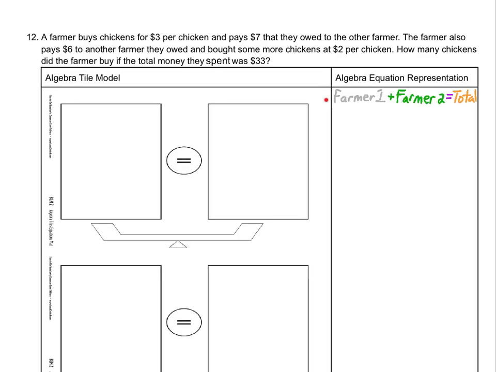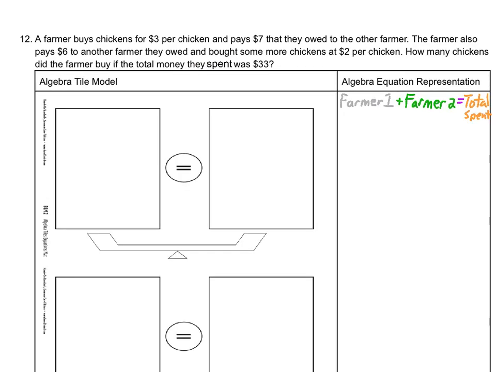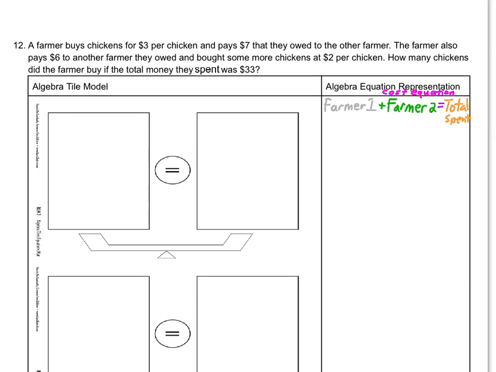How much did they spend with farmer 1? We pay $3 per chicken and $7. Again, we're spending all of this. This is our total spent, which means we're writing a cost equation. So the $3 per chicken and $7 owed is all part of farmer 1. The $3 per chicken is our slope. The $7 is our y-intercept. How many chickens did we buy is our x.